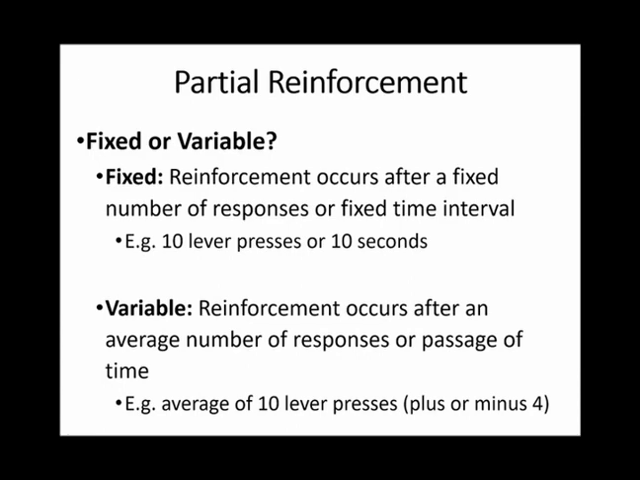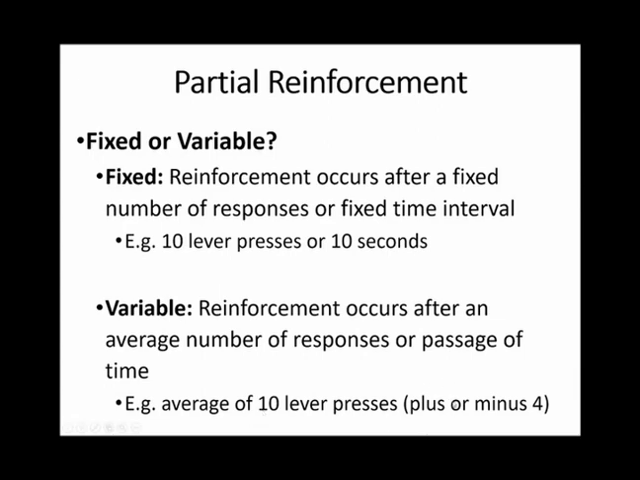It's a fixed number. For our variable partial reinforcement, reinforcement is going to occur after an average or a variable, a changing number of responses have occurred, or after a variable or changing passage of time has passed. So we could say that if the rat presses the lever 10 times, and then we introduce that variability plus or minus 4, then it gets food. And so what that plus or minus 4 tells us is that there's an average of 10. That's about what we would expect overall.